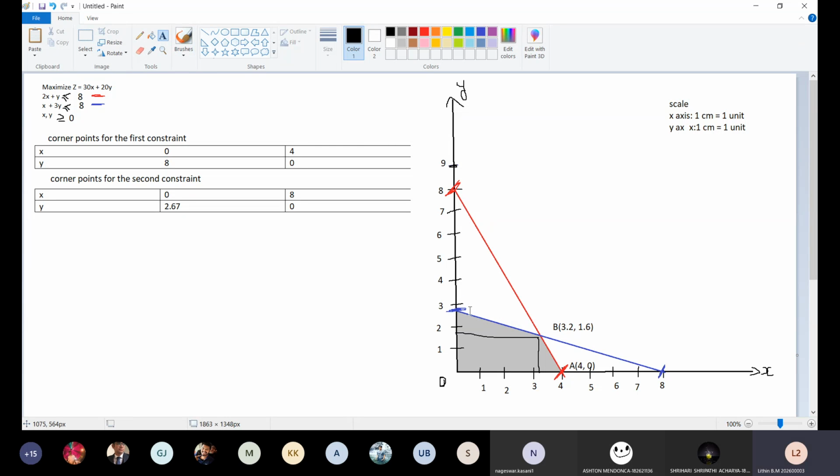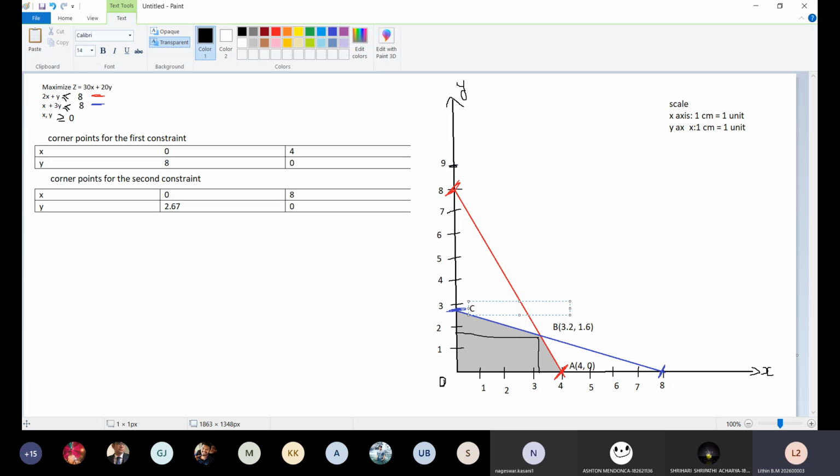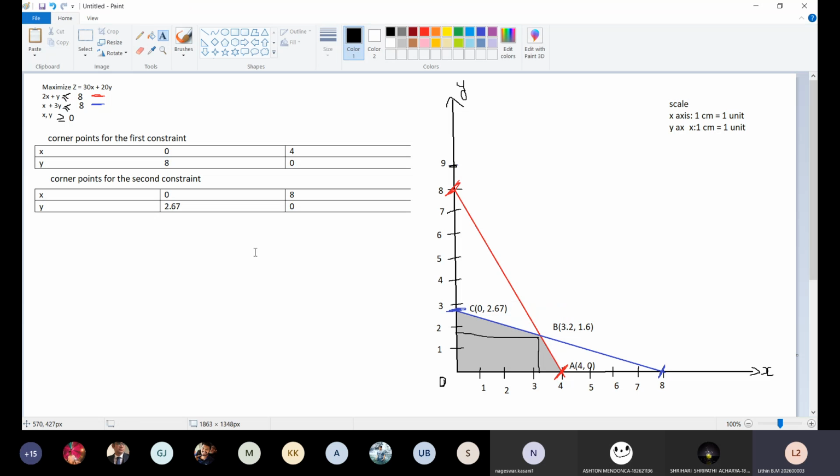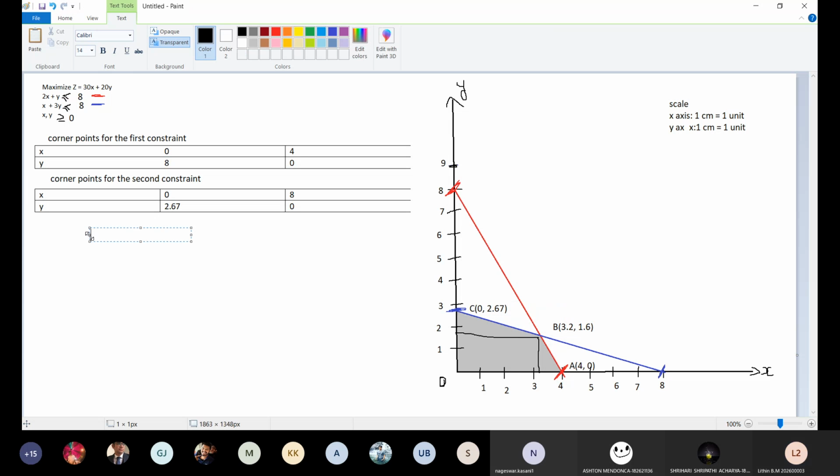So this particular point, C. What is x here? X is 0. Okay, fine. What is y? 2.67. Yes, 2.67. So now we are done with getting the values. Now I should see what is x and what is y.